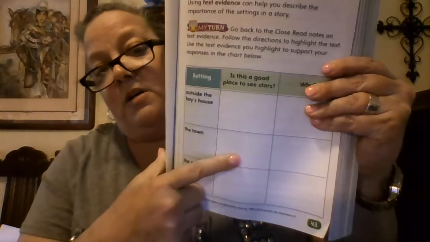All right, the town. Was the town a good place to see the stars? This is where you're going to put the answer. Is a town a good place to see the stars? It was kind of a what? An okay place. It was okay. So we might want to put okay there. It was okay. Now let's talk about why. That sounds a little bit more involved. Why was it okay to see stars in the town?